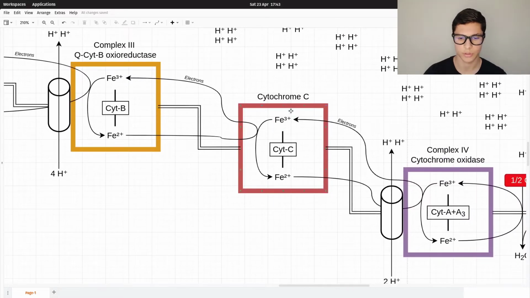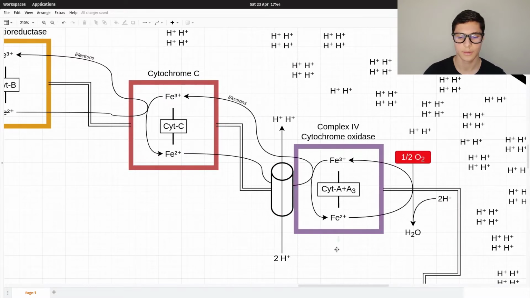Then we move on to cytochrome C. Cytochrome C does the exact same thing as complex 3 and as the other steps. We just move electrons from one complex to another, from one enzyme to another. Here, the iron 3+ is going to get those electrons from the iron 2+ of complex number 3, and we're going to create the reduced form, iron 2+.